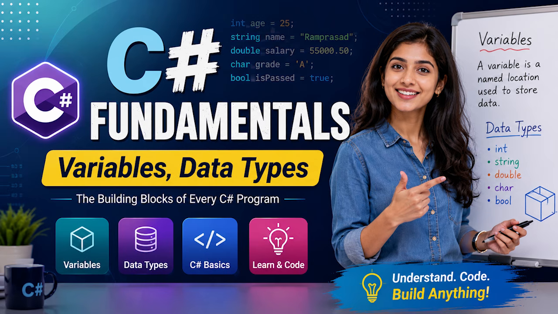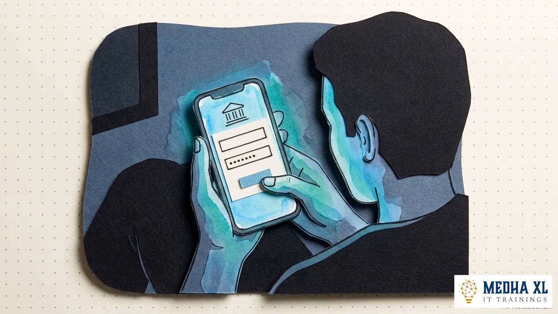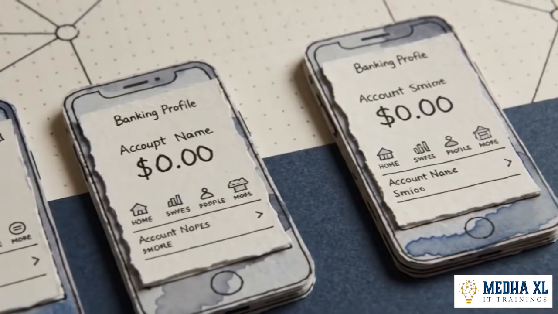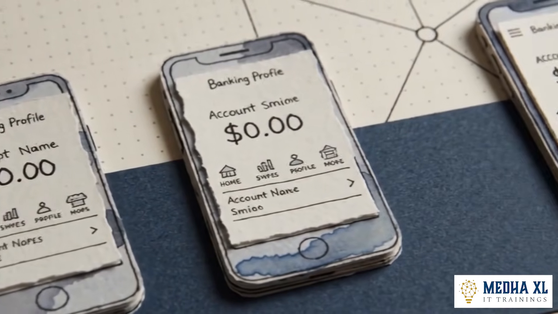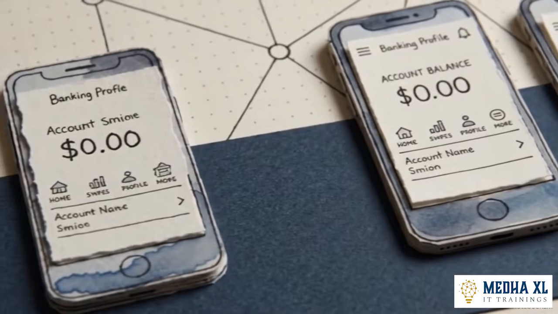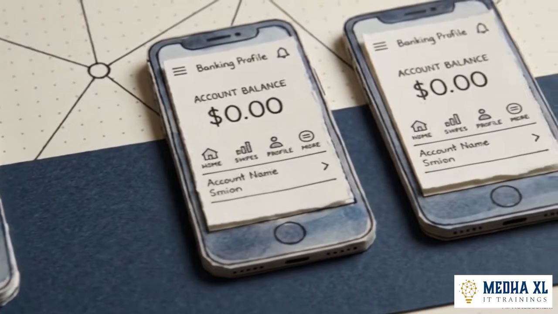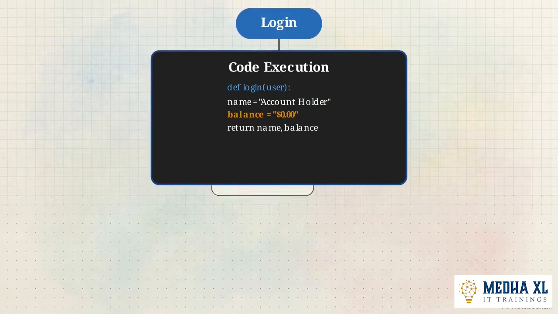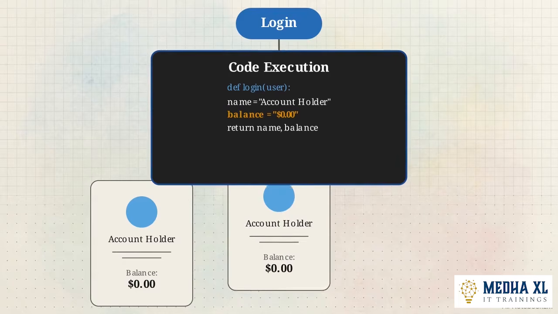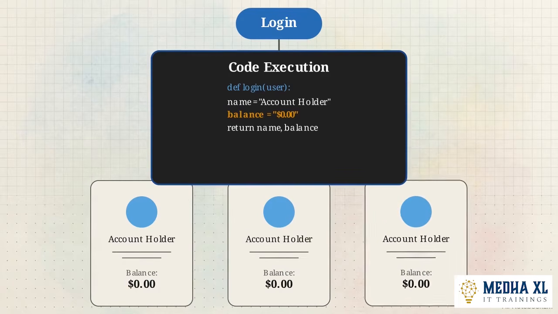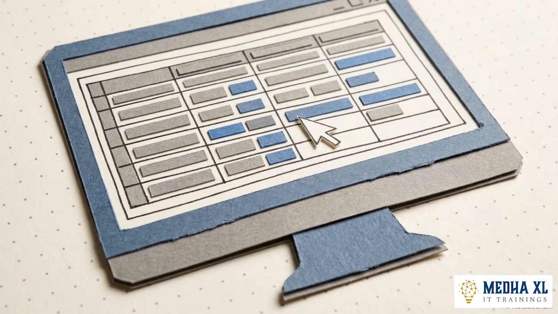Imagine logging into your online banking app, but instead of your own account details, you see the exact same name and the exact same $0 balance as every other user on the planet. Without a mechanism to adapt to user input, software functions as a fixed set of instructions that returns the same result every time. It can display data, but it cannot interact with it.